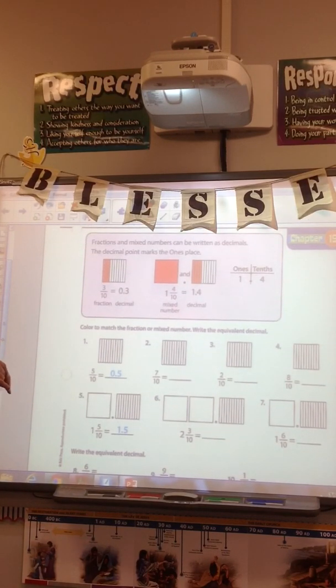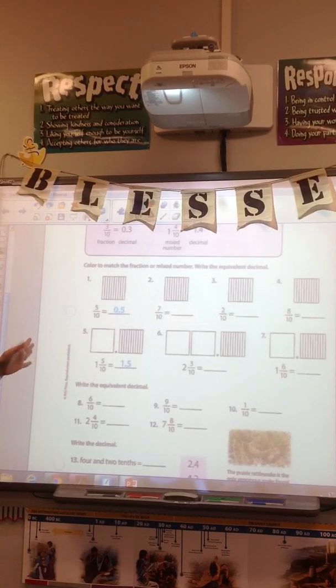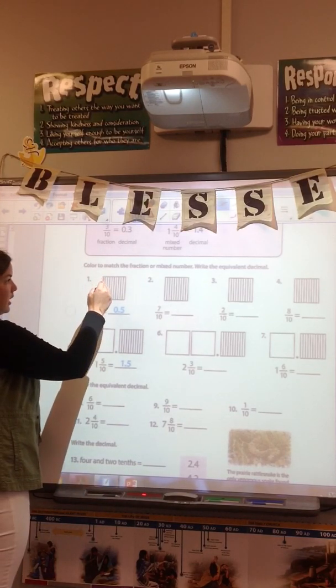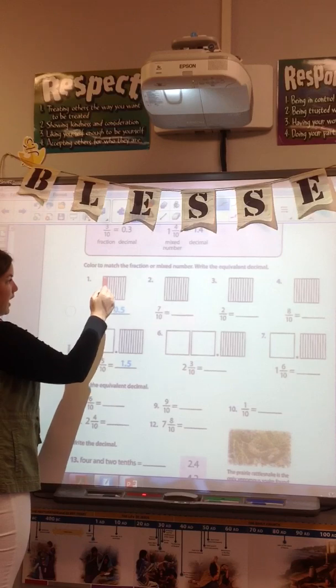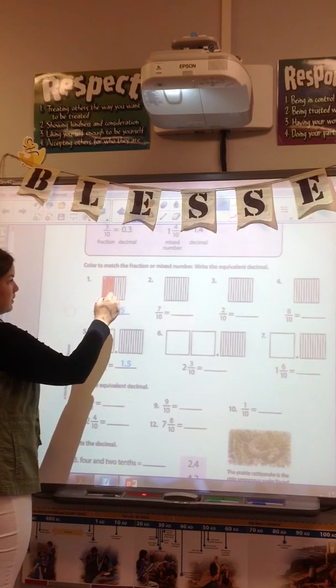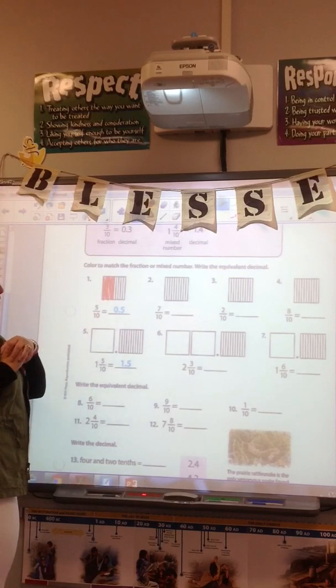Okay, fractions and mixed numbers can be written as decimals. The decimal point marks the ones place. So anything to the left of the decimal is a whole number. Anything to the right is a fraction. Okay? So for example, color to match the fraction or the mixed number, write the equivalent decimal. So they've given us the fraction 5/10, so we're going to color in 5 out of 10. Okay, and they've given us the answer for that one, 0.5, 5/10.